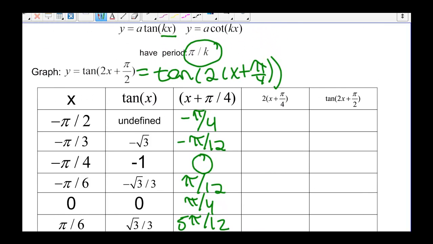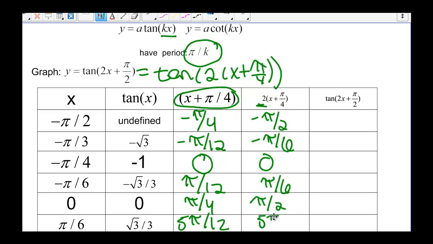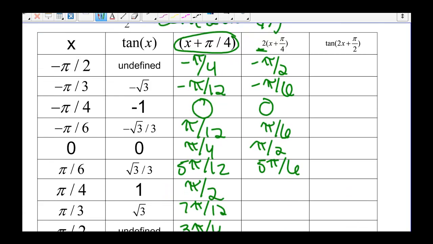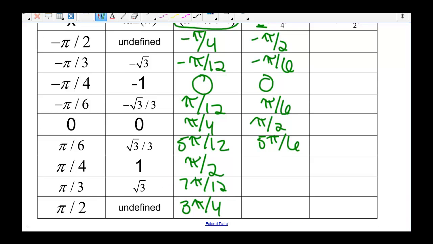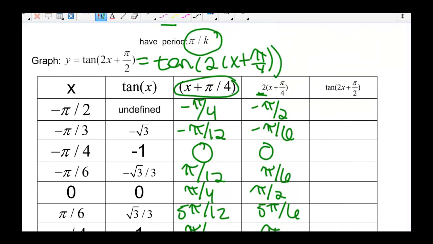Next, we need to multiply this column by 2. So we get negative pi over 2, negative pi over 6, 0, pi over 6, pi over 2, 5 pi over 6, pi, 7 pi over 6, and 3 pi over 2. So finally we need to find the tangent at each of these locations.